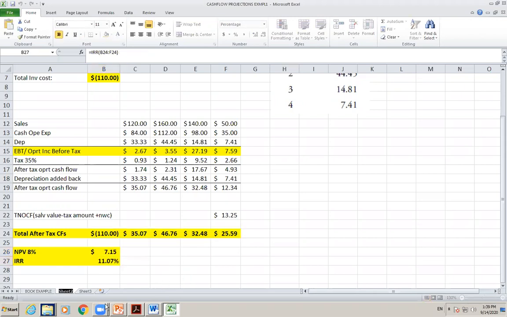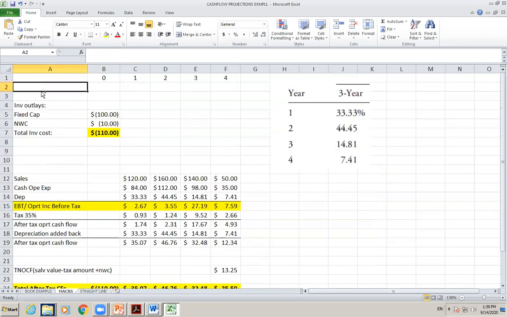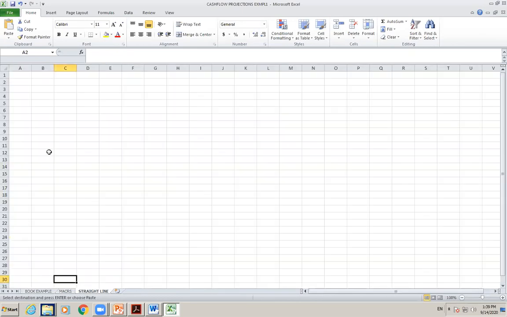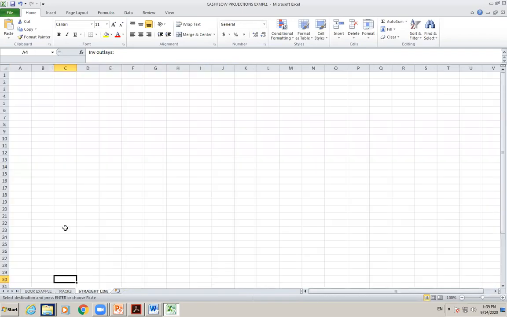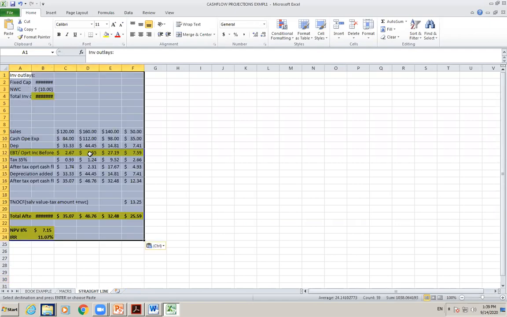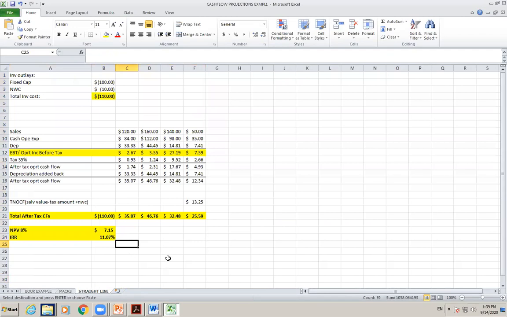I'm gonna put it here like MACRS, and here I'm gonna put straight line. So I'm gonna do the example with the straight line. Gosh, it doesn't work. Okay, you know the best thing what I can do?